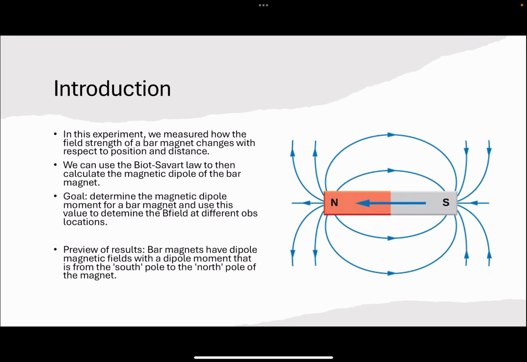So in this experiment, we measure how the field strength of a bar magnet changes with respect to both position and distance away from the bar magnet. We then use certain computational models like the Biot-Savart law to calculate the magnetic dipole. From there, we calculate the net magnetic field at all these different observation locations from the magnet. And the overarching theme of this whole experiment is that bar magnets have this dipole-like magnetic field structure with a dipole moment that stretches from the South Pole to the North Pole, as you see in this picture to the right.